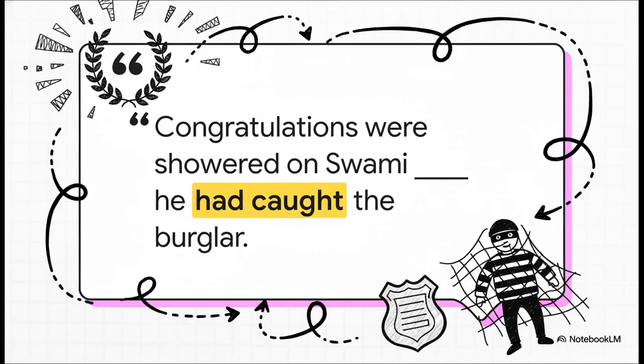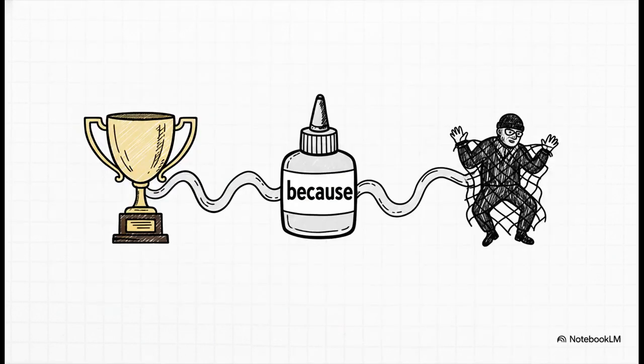Okay, check this one out. We've got two parts here. The effect, all the congratulations, and the cause, catching the burglar. So what's the magic word we need to stick in the middle to connect them? How do we link the what happened to the why it happened? And that magic word is, of course, because.